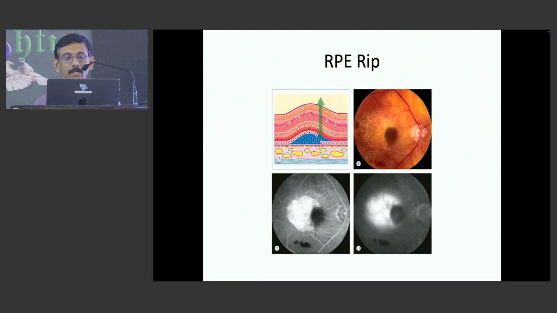RPE rip. Here the ripped RPE rolls up and forms a hyperpigmented area, and this is the area where there is no RPE, which is more translucent, and in fundus fluorescein angiography, this is seen as a larger window defect.